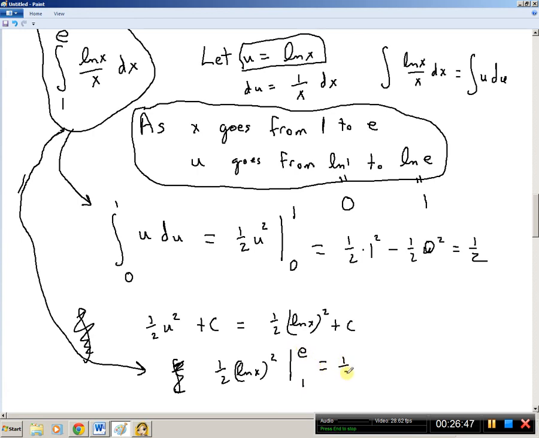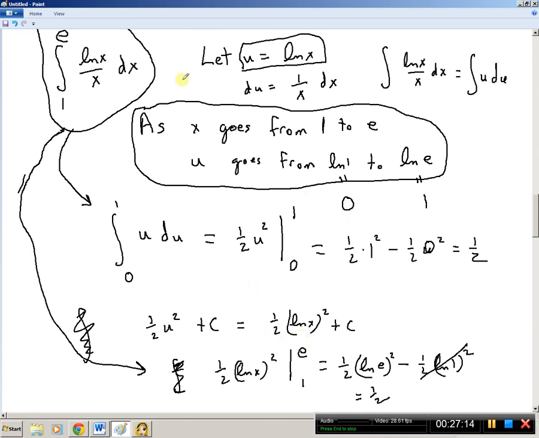And when the dust clears, you will see that you get 1/2 log of e squared minus 1/2 log of 1 squared, which of course log of 1 is 0, so that goes away. Log of e is 1, so you end up with 1/2, which is exactly the same as what you had before. Okay, so here's what I'm trying to tell you.